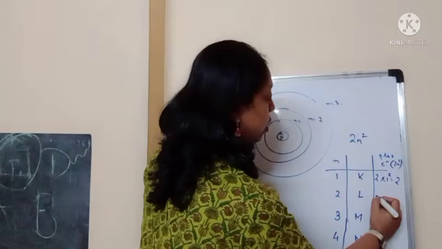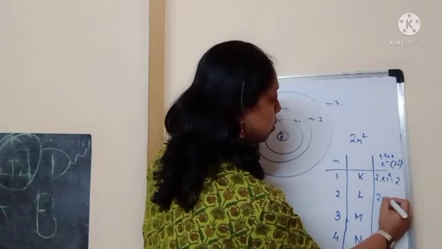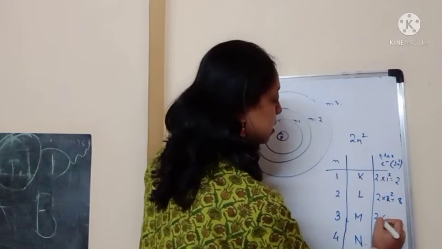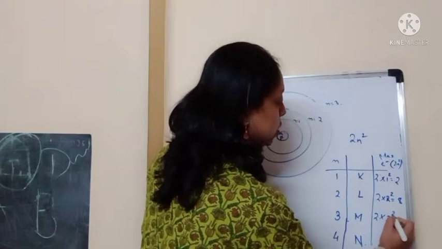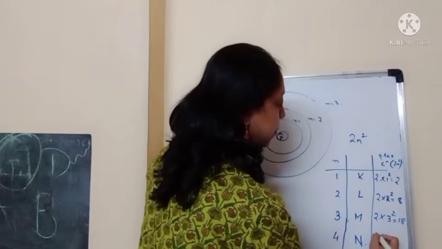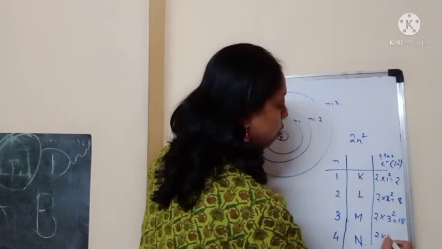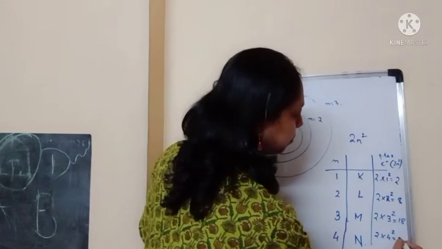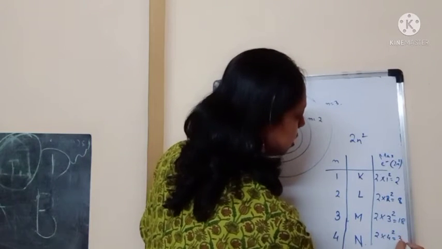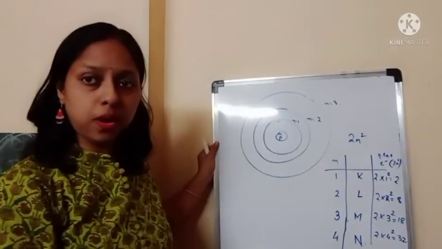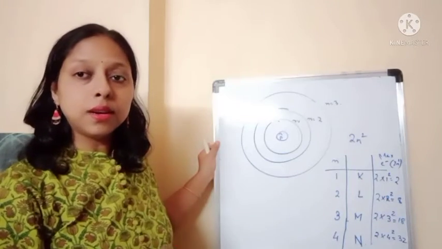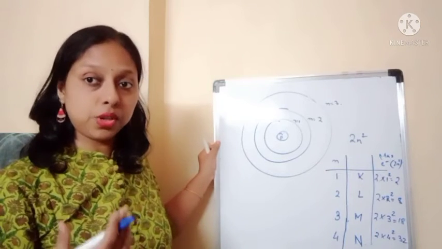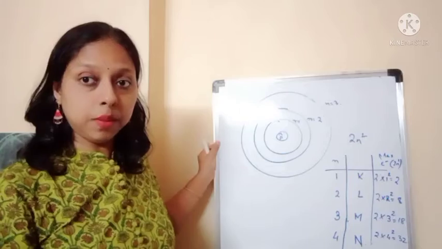Second one will be your 2 into 2 square, that is coming out to be 8. Then this is 2 into 3 square, that is 18. This is 2 into 4 square, which is coming out to be your 32, and so on. But when we start writing the electronic configuration, there will be again some more changes, which we will learn about.